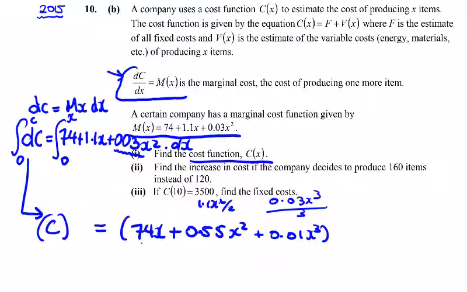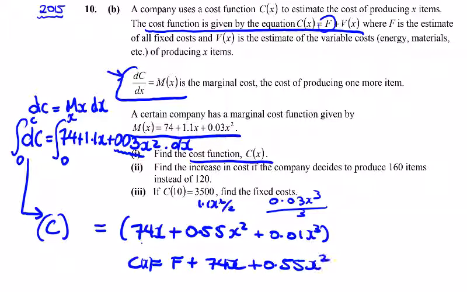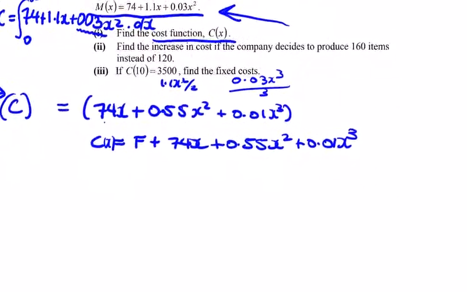And then go back and read the question. The cost function is given by the equation c of x, which we now have, is equal to this variable cost plus f. So just don't forget the f. So c of x is equal to f plus 74x plus 0.55x squared plus 0.01x cubed. I think this is one of these questions where maybe do the math first and go back to the question. Sometimes they can be a little bit confusing.